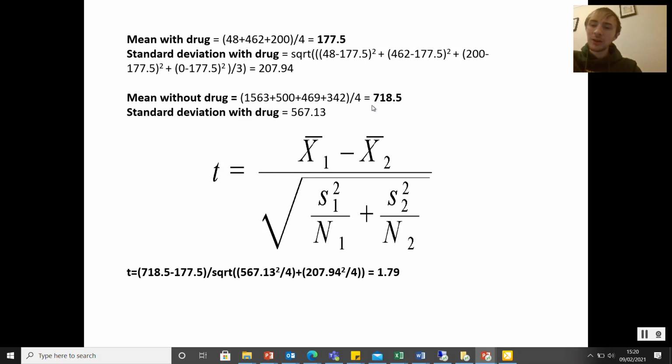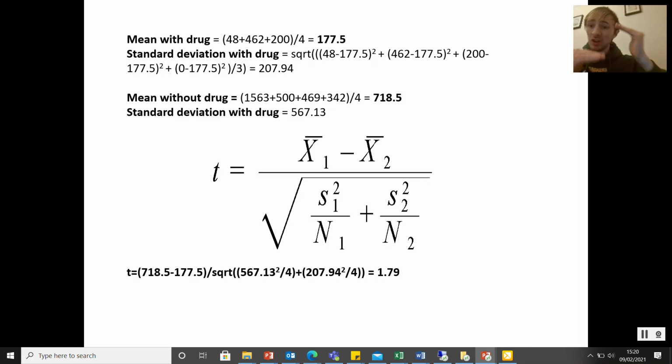Immediately it looks pretty good. But then imagine adding the error bars. 177.5 add 207.94 is about 400. So you're going up to about 400 at the top end of this bar. 718 minus 567 is, well, it's going to be under 200, isn't it? Is it under 100? No. Under 200 anyhow. So the top end of the with drug bar is 400. The bottom end of the without drug bar is about 200.